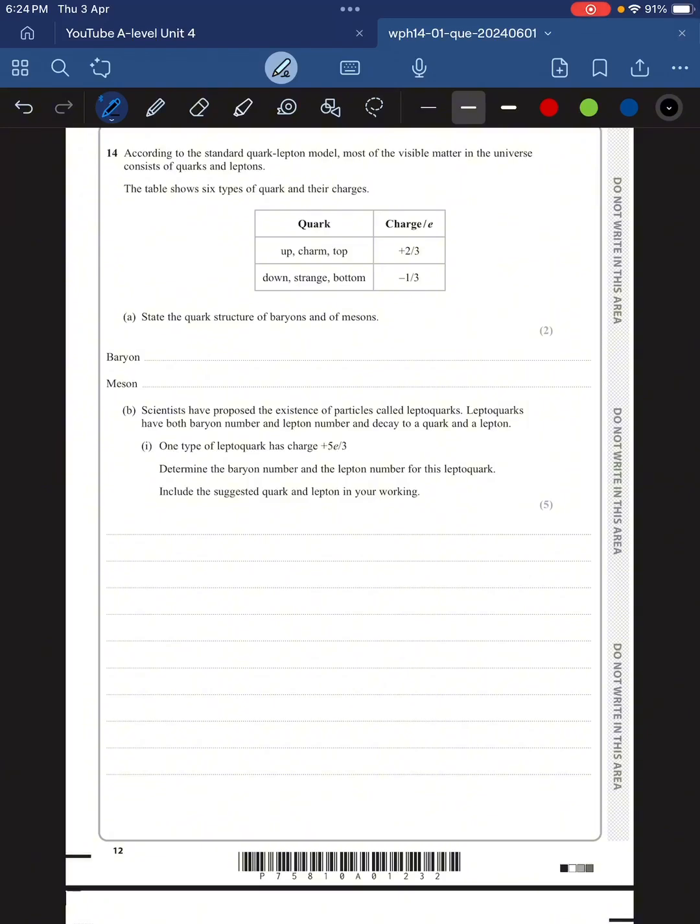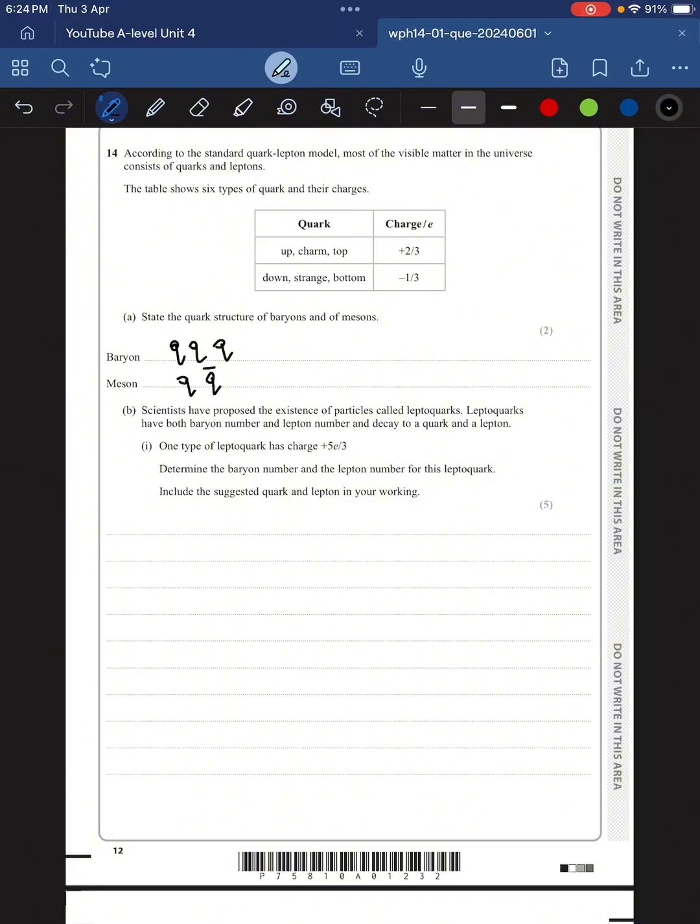According to the standard quark-lepton model, most of the visible matter in the universe consists of quarks and leptons. The table shows 6 types of quark and their charges. Okay, so we have up, charm and top with plus 2/3 e charge, and down, strange and bottom have minus 1/3 e. State the quark structure of baryons and of mesons. So the quark structure of baryons consists of 3 quarks, and mesons consist of 1 quark and an anti-quark.